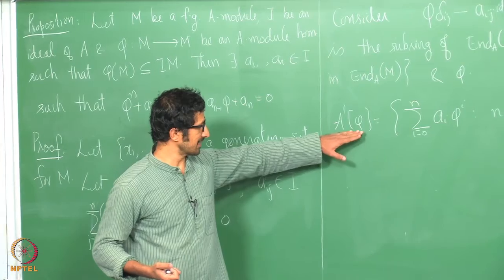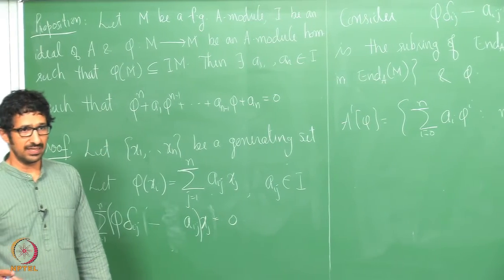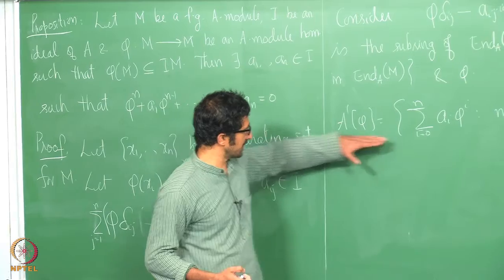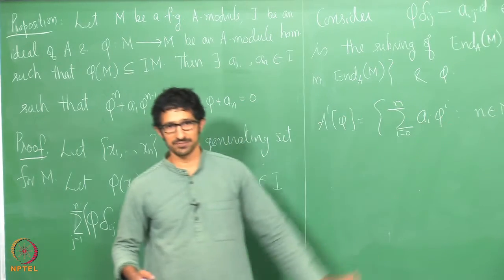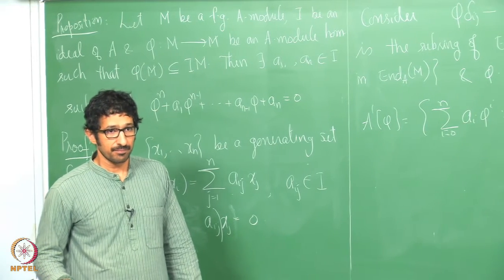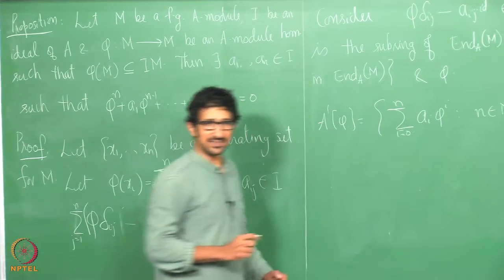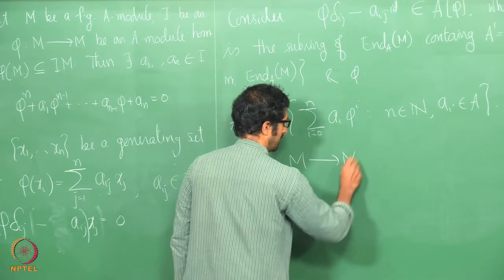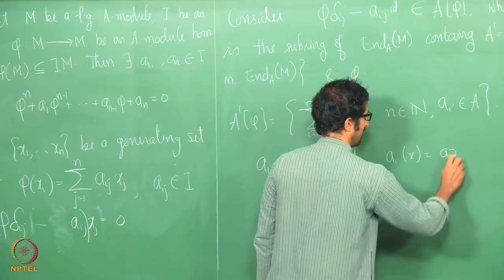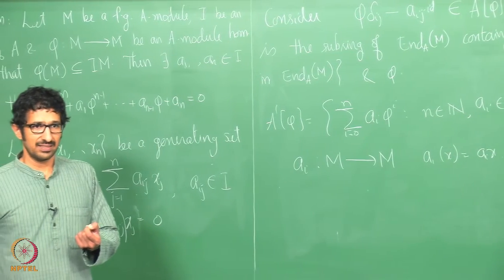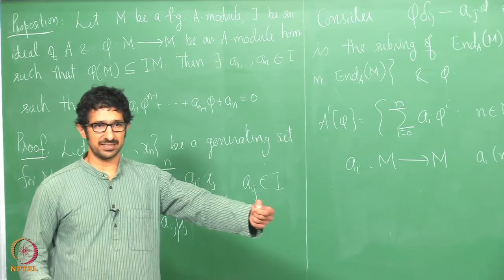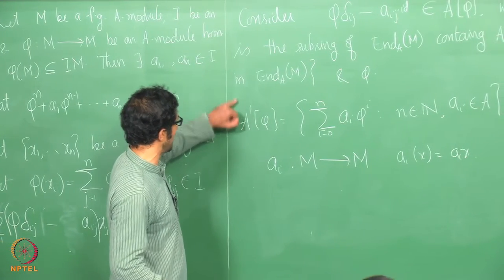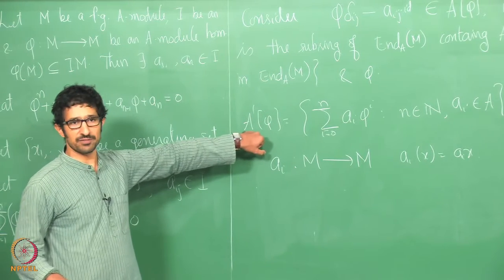That is why I am denoting it by a different notation. A prime phi is a subring of the endomorphism ring. Is it not clear to you? Do you understand this notation? This is the collection of all elements of this form. How does this include the image of A in the endomorphism ring? See, every element ai is a multiplication map from M to M, the map ai of x is ai x. So every constant can be seen as the constant multiplication map, multiplication by that constant. That way I have the image of A inside the endomorphism ring.